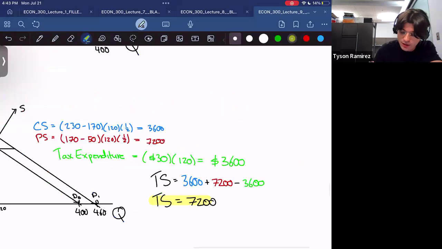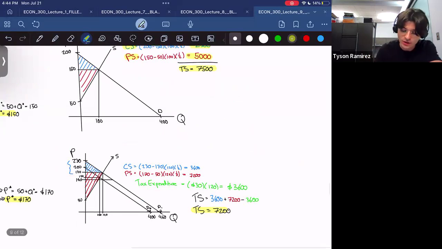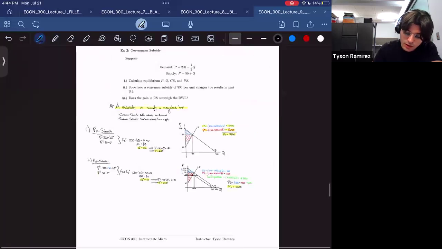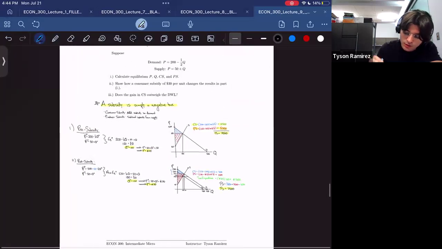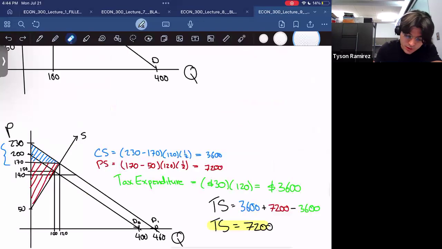Now we compare that to our baseline case. What do we see? Total surplus was actually still higher in the original case. Total surplus has decreased by 300. So for part one, we did that right here. For part two, we just did that. We got a new Q star, P star, consumer surplus and producer surplus.